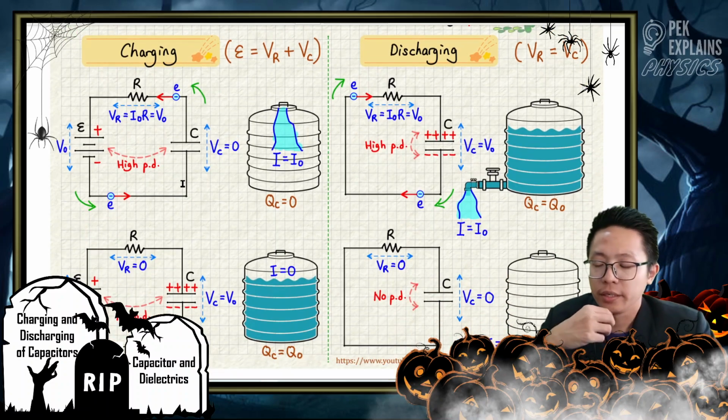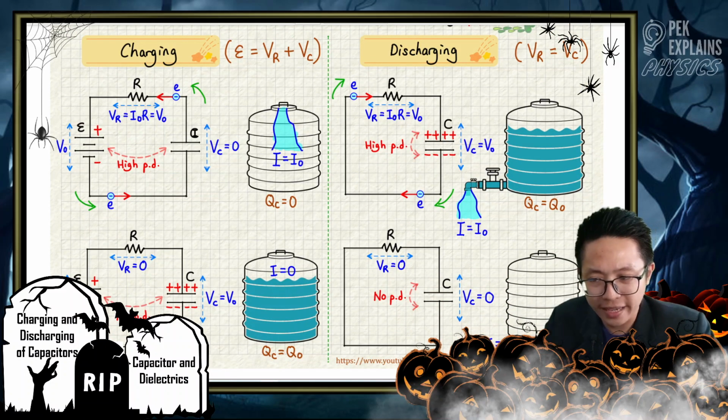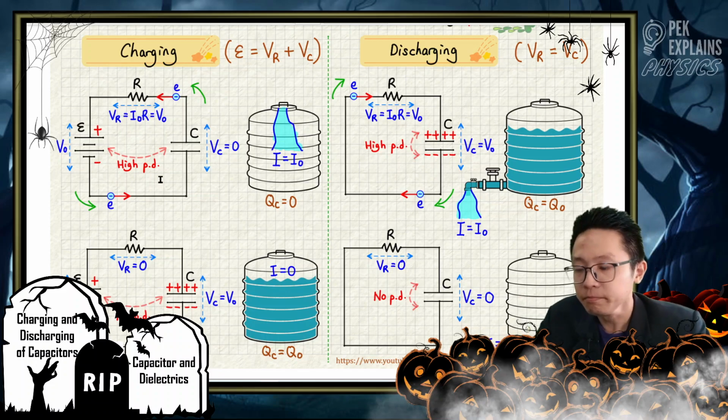We can represent the capacitor like a water tank. A capacitor is just like a water tank, and the water inside the water tank is like the charge. So look at this charging process.